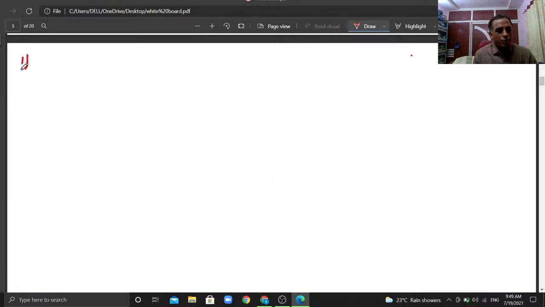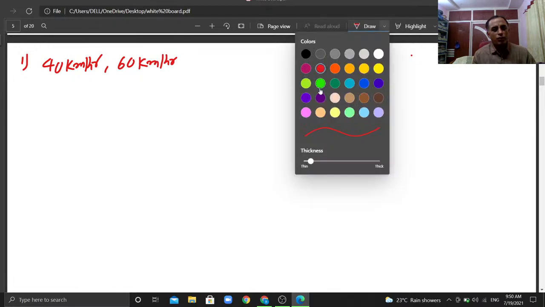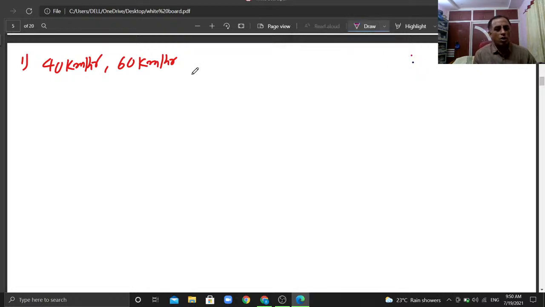A person traveled from his house to office at 40 km per hour and office to house at 60 km per hour. Then find his average speed. So, what is the average speed?